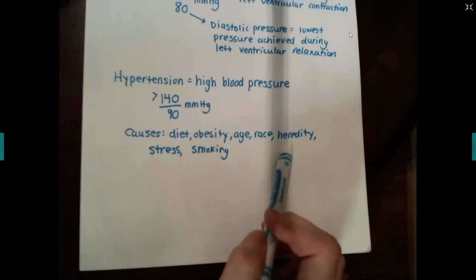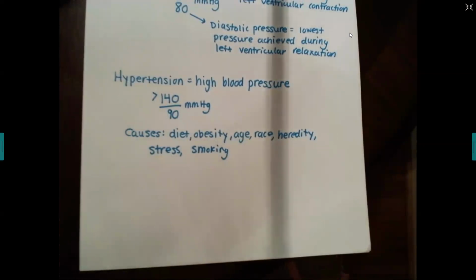Heredity is another one. So if you have parents or grandparents who have hypertension, you might just want to be aware of that and be proactive about your checkups and about checking on your hypertension if you start to show the symptoms of it. And just knowing that about your family can really help prevent some issues for yourself.